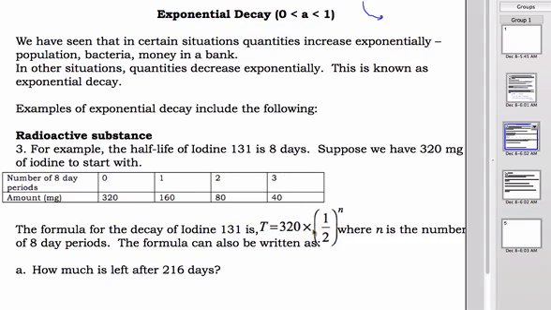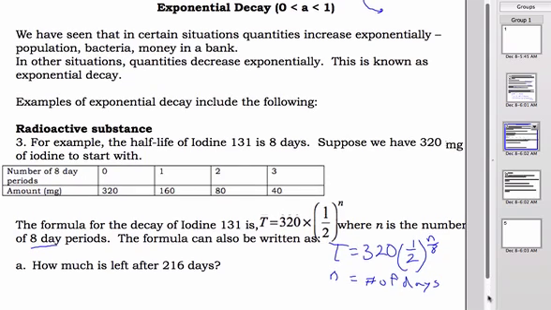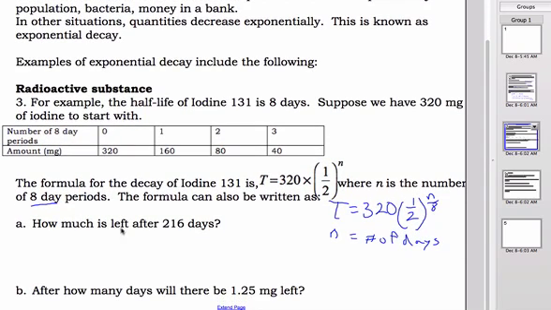Alright, so here's the formula for calculating the amount of iodine-131, where n is the number of 8-day periods. That's a little bit confusing, so we can also write this as t equals 320 times half to the power of n divided by 8 if you want n to be equal to the number of days. Alright, so we can also use that formula. So I'm going to use that to find out how much is left after 216 days.